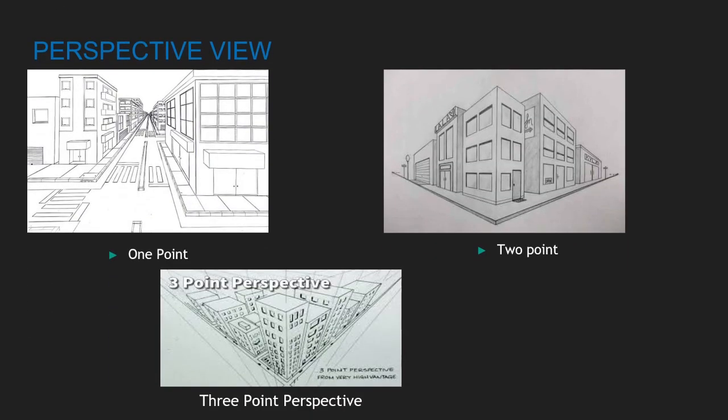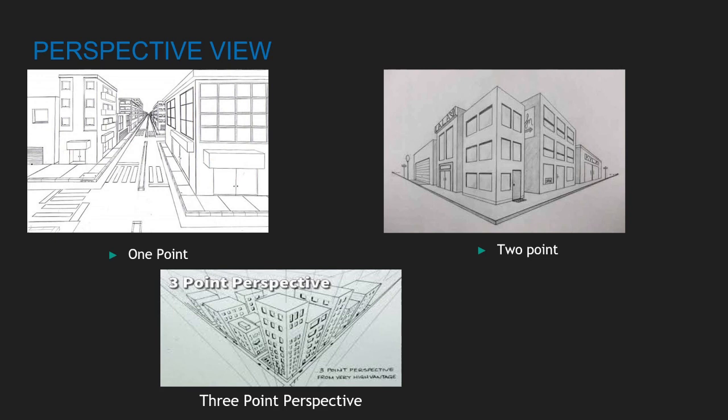For perspective views, we don't need any dimensions, we have only the perspective. We have to draw whatever we see with our eyes, so we don't need to keep dimensions on the drawings. We just have to specify the points we are using. In total there are three types of perspective views: 1 point, 2 point, and 3 point perspective.